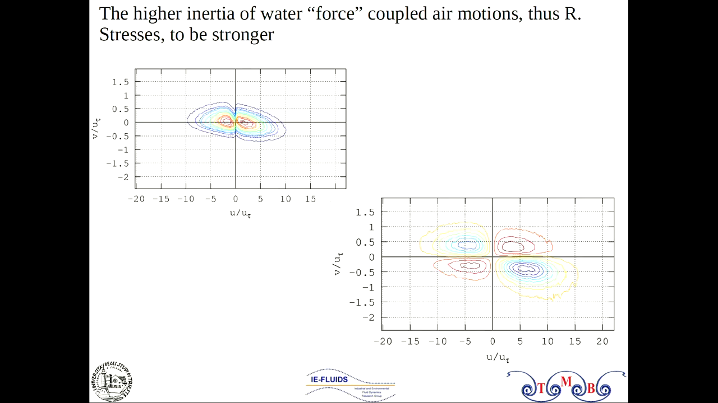Now, if we further analyze these coupled events and we only take the velocity realizations that correspond to these coupled strong events, we find the following. In the water, again, we have this bimodality. We find it obviously weaker, but we have it. And this bimodality roughly corresponds to a Q2, Q4 behavior of turbulence.